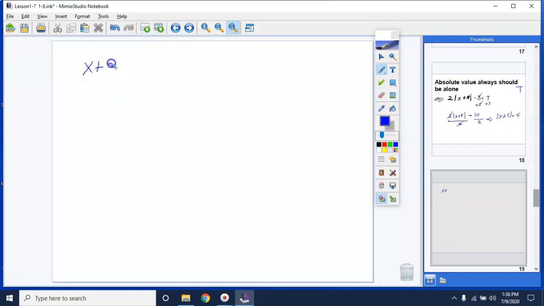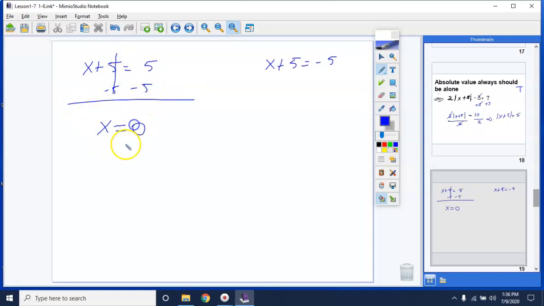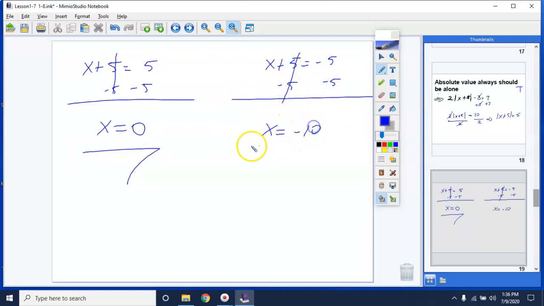Let me write over here. x plus 5 could be 5. At the same time, it could be negative 5. Let's solve both cases. Minus 5, they cancel each other. x equals 0, my first answer. And this part, minus 5, cancel each other. x equals negative 10, that's my second one.